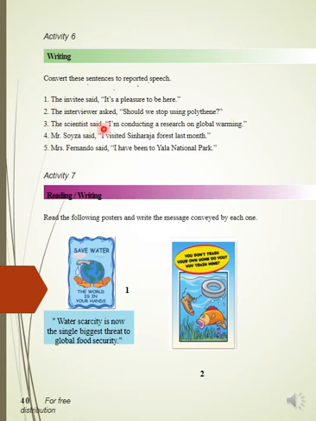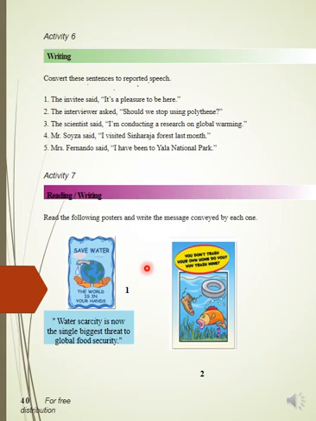Mr. Soiza said, I visited Singharaja forest last month. This is also a past tense. Mr. Soiza said that he visited Singharaja forest last month. Mrs. Fernando said, I have been to Yala National Park. Mrs. Fernando said that she had been to Yala National Park. Activity 7. Reading or writing. Read the following posters and write the message conveyed by each one.